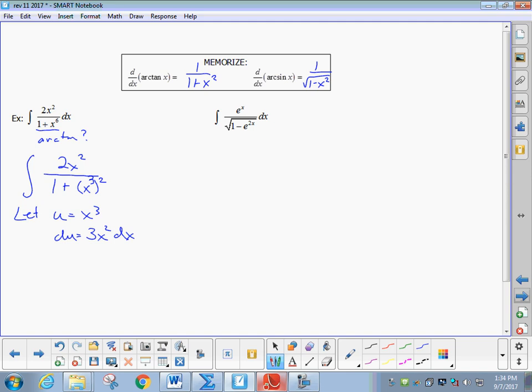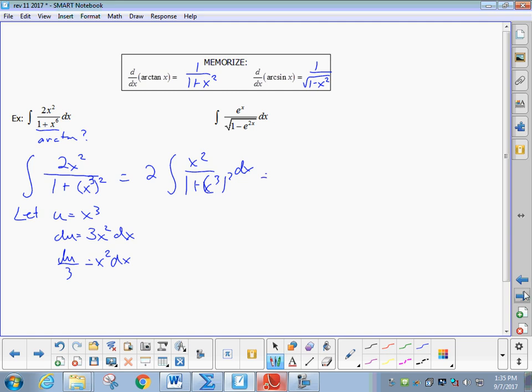First of all, does that 2 help you or hurt you? 2? Good? Bad? Bad. All right, what can you do? Put it out front. X squared over 1 plus x cubed all squared dx. Okay? Great. Now, do you have x squared dx, or do you have a little more? Well, you could say du over 3 is x squared dx. Then you could most definitely substitute. Does this look familiar? Yeah. Okay.